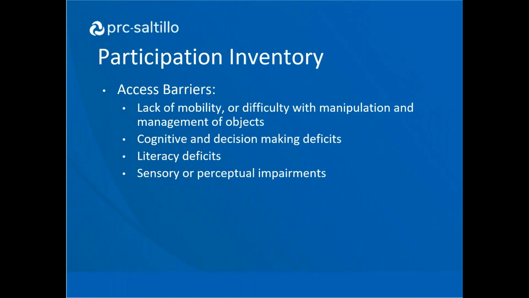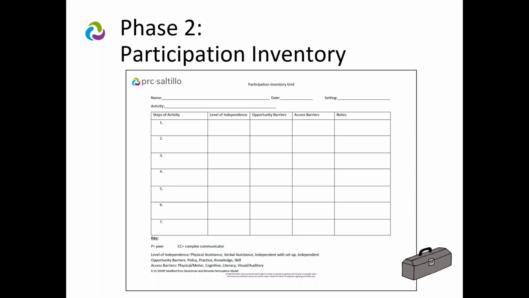The access skills and the needs also need to be taken into consideration for their participation. So again, if we know that we've got fine and gross motor and say we're doing a science experiment or I have to pour things, how does that impact? Do I have communication around that to ask for help or to say I'll watch, those kinds of things? So then these access barriers are added to our participation inventory grid, along with any notes about the complex communicator or the peer's participation in those steps.